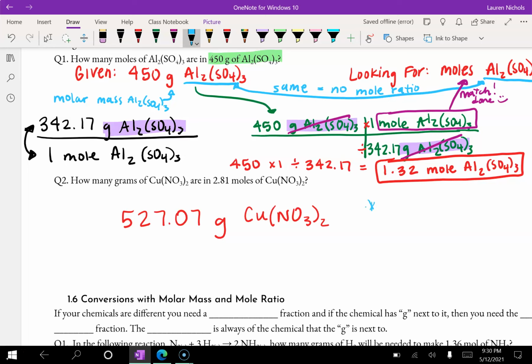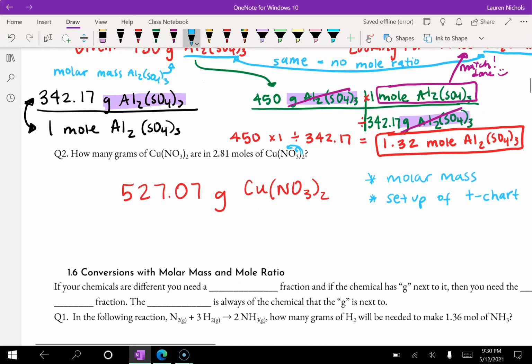But one thing, always double check your molar mass. Make sure you calculated the molar mass of copper nitrate correctly and that you counted. Remember that you have to multiply the 2 by both the nitrogen and the oxygen. So you should have 2 nitrogens and 6 oxygens. And then double check the setup of your t-chart. Make sure that your units cancel out and all of that. And if you still can't figure it out, then maybe ask someone for help to see where you went wrong.